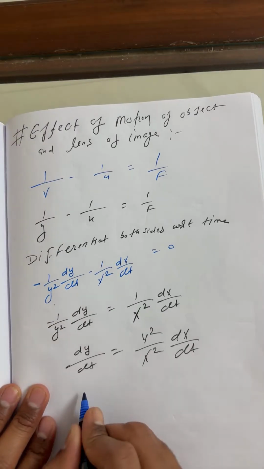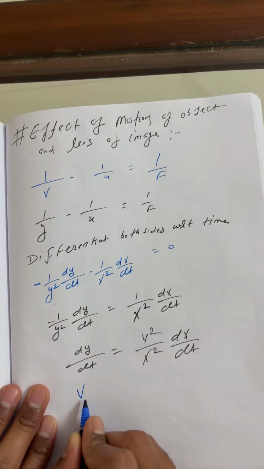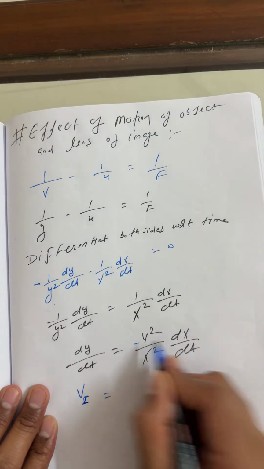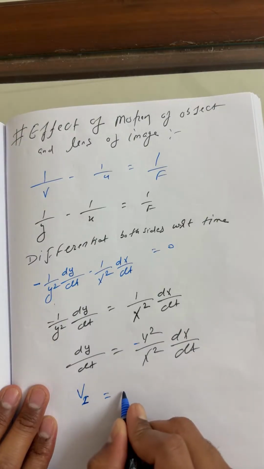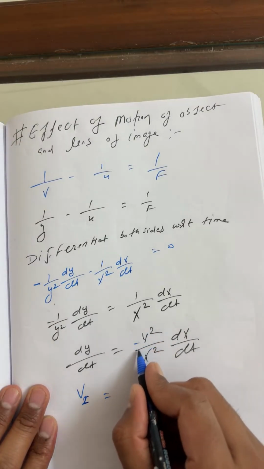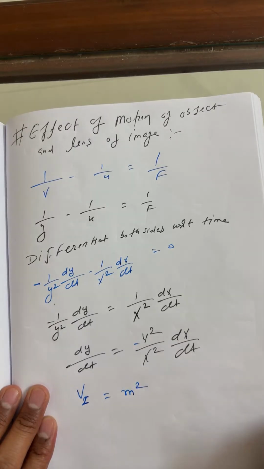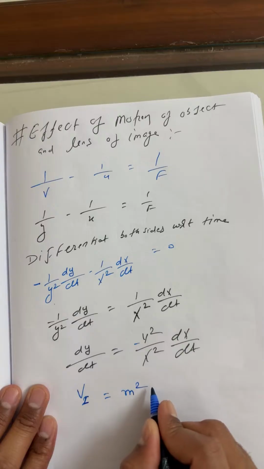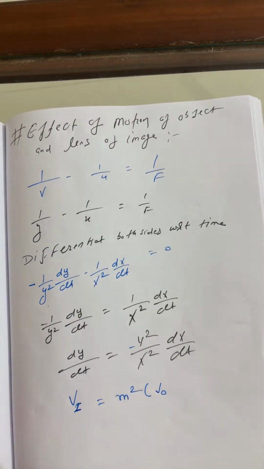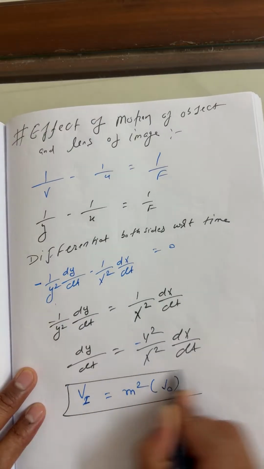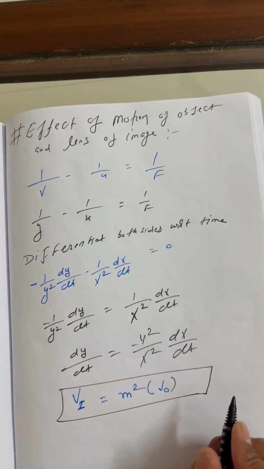So here I can write velocity of image is equal to what? Again, I forgot to put minus over here. Minus times a by x, you can write in terms of magnification, minus m square into dx by dt. This is the velocity of object.